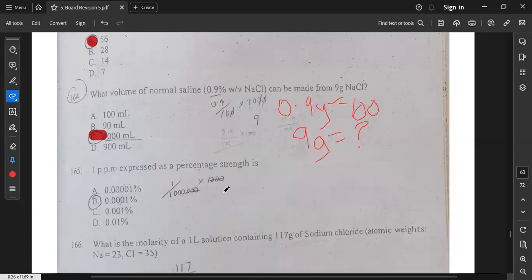There we have it. 1 part per million expressed as a percentage strength is, so 1/1,000,000 times 100.